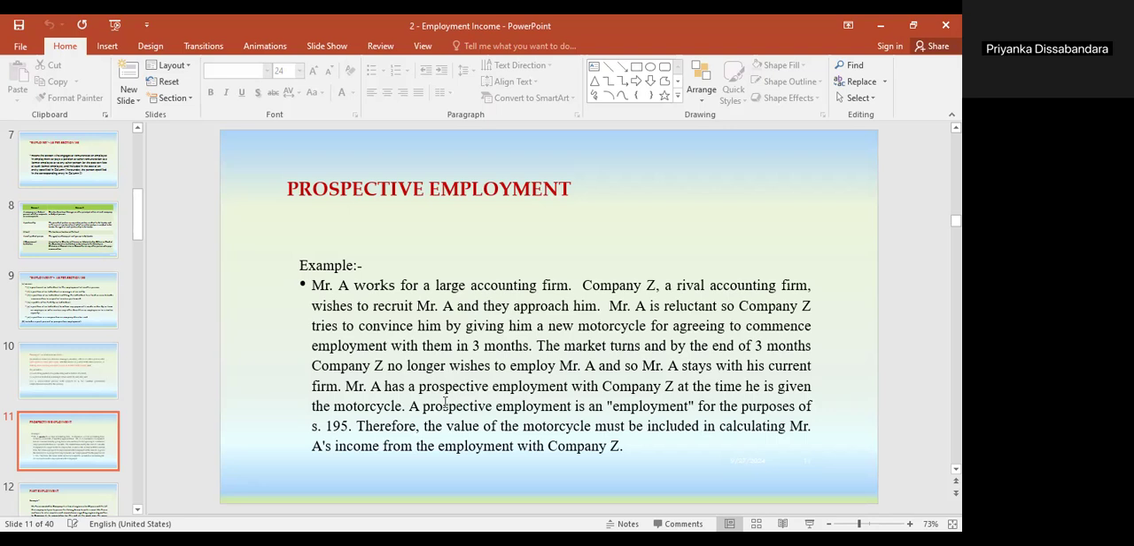So those are employments. So if one person has more than one employment, that is also a part of the employment income.